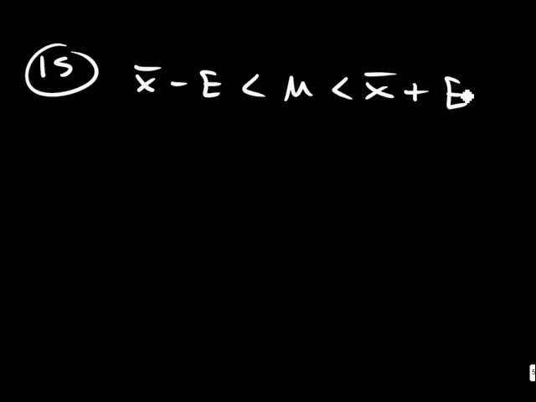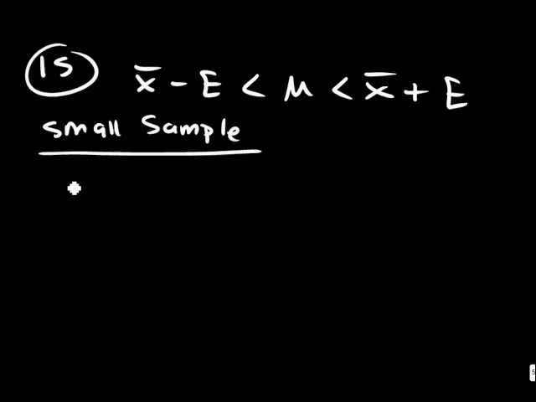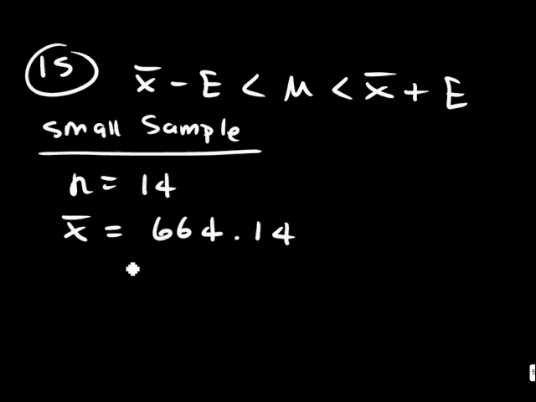Question 15. We're estimating a mean, which is a sample mean minus an error, less than the true mean, less than the sample mean plus an error. This again is a small sample. So I have a sample size of 14, a sample mean of 664.14, sample standard deviation of 297.29.